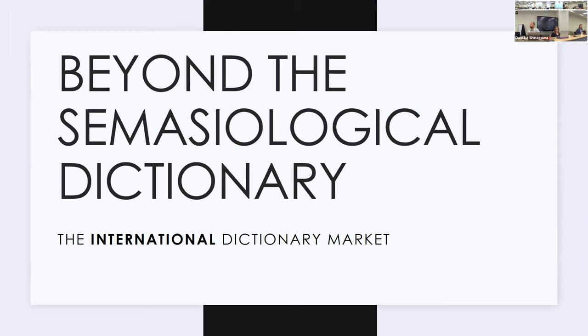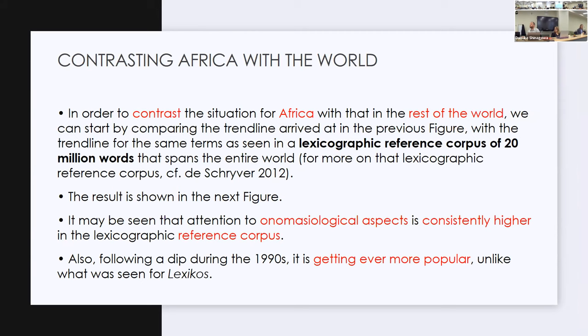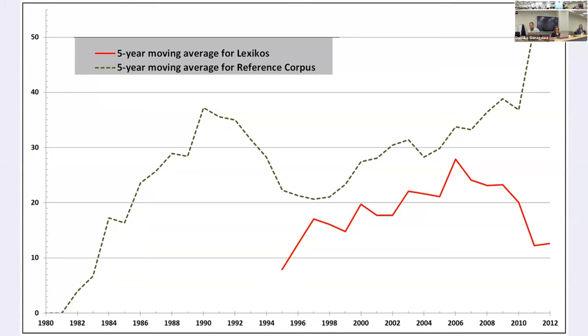Okay, but this may be meaningless if internationally there's also less attention to thematic dictionaries. So I used the reference corpus of 20 million words with general lexicographic material. And here is the result. Lexikos is the red one that we already saw at the bottom. And internationally, there is ever more attention to this type of dictionary, onomasiological dictionaries.